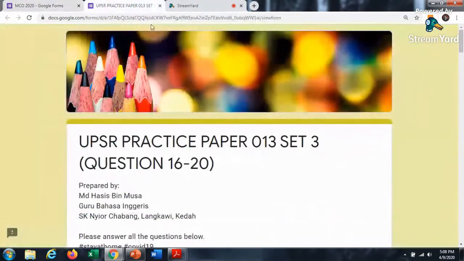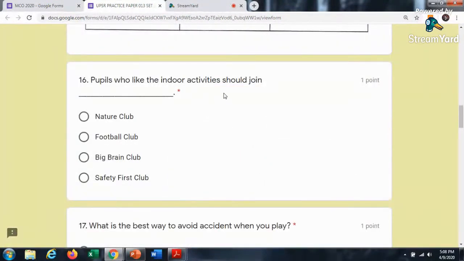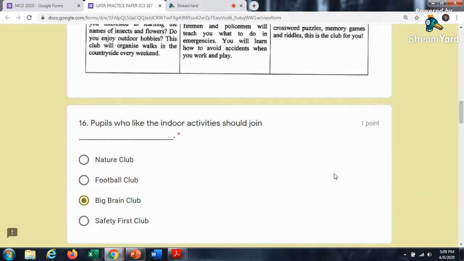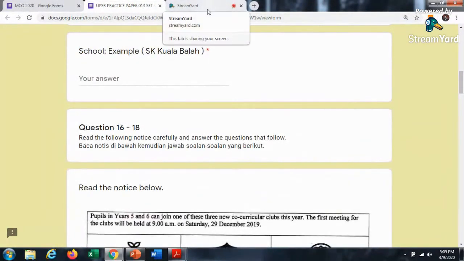Even for paper 1, you can also do things like this. People who like indoor activities should join what? Big Brain Club. So you get the answer. So these are ways that you can do.